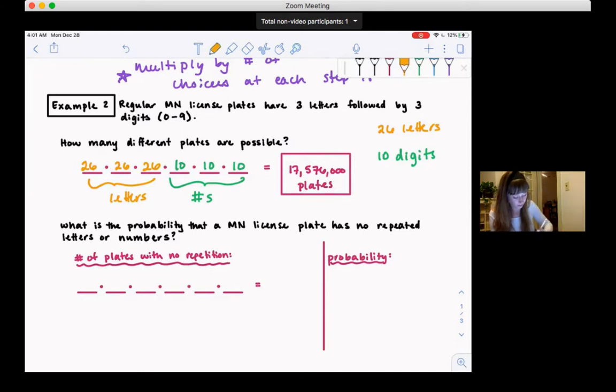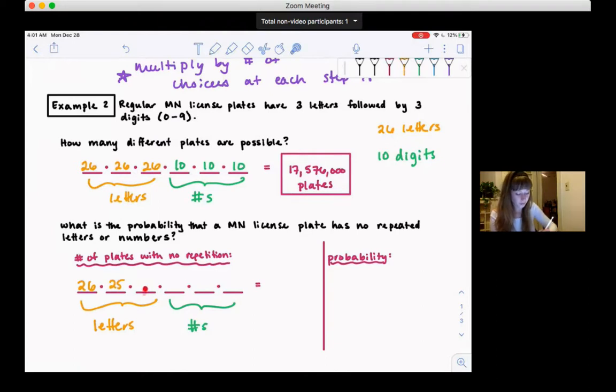Okay, so again, our first 3 spaces, those are the letters. And our last 3 spaces, those are the numbers. But this time we're not allowing repetition. So our first letter, we have 26 choices. But now we have to throw out a letter. So say the first letter was D. Now we can't use D in either of our other letter spots. So when I go to pick the second letter, I don't have 26 options, I only have 25, because I can't use the letter that I had in spot 1.